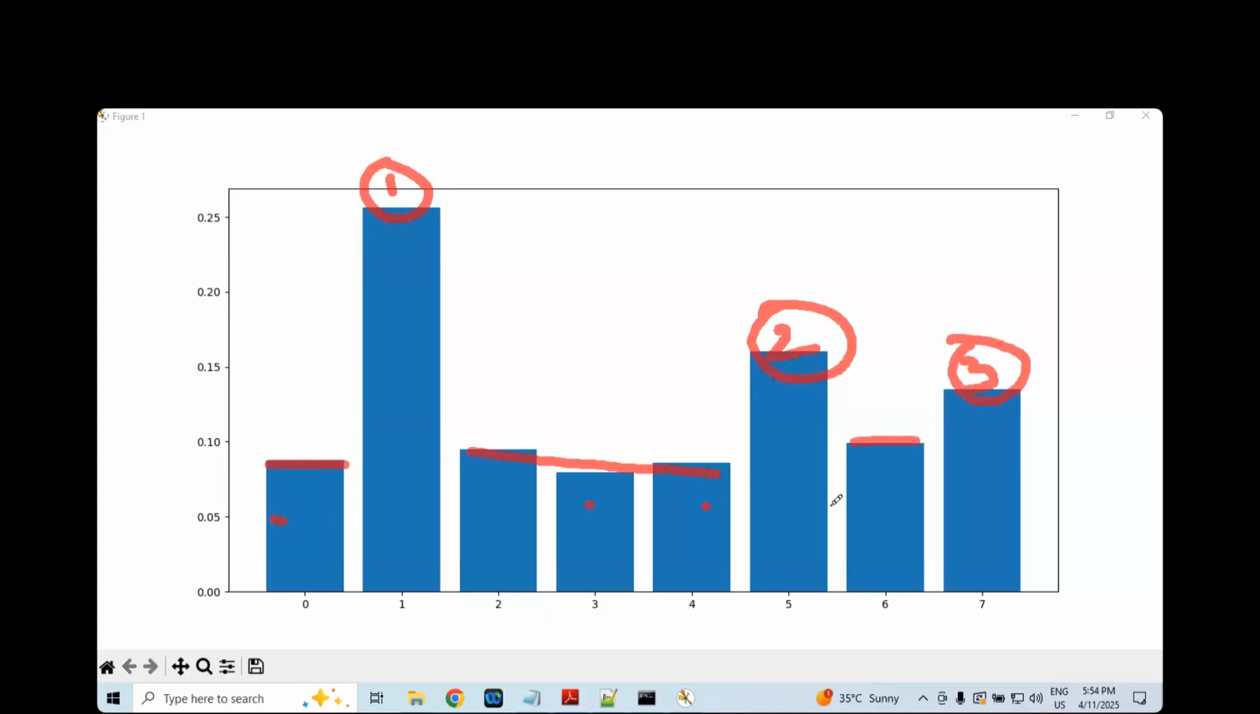Imagine a patient came and the doctor took the report. First the doctor will check 1, 2, 3. What will he check? What is the first one? Glucose level. The next one will be BMI, body mass index. The next one will be, yes. Now he will confirm.